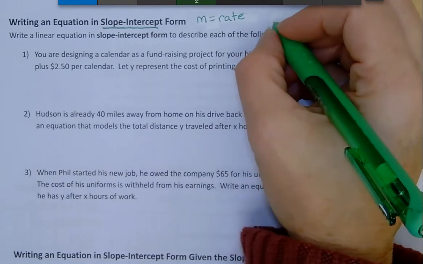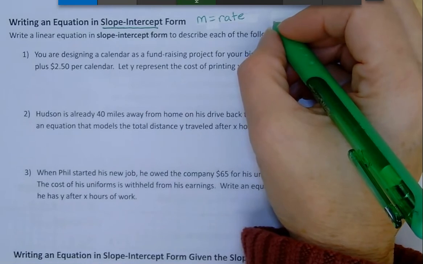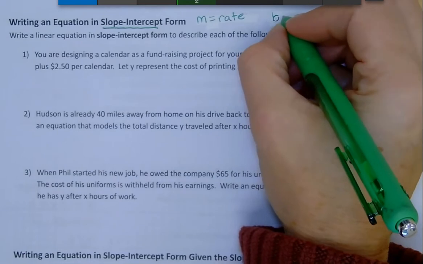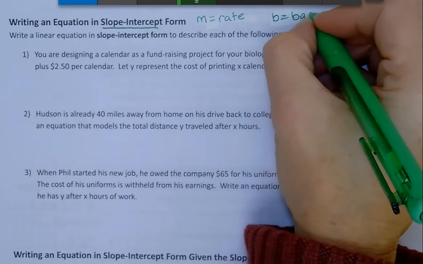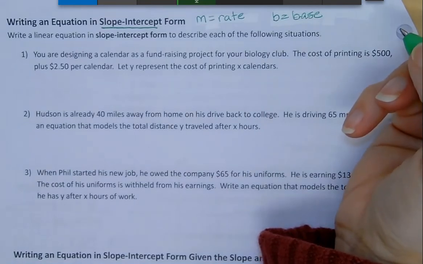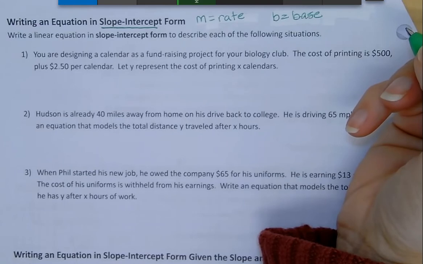And then also, I need some sort of a base starting point. So I'm going to say my B value is some sort of a base, either a fee or distance or amount of some sort. So that's how I'm going to find my M and my B to write my equation.